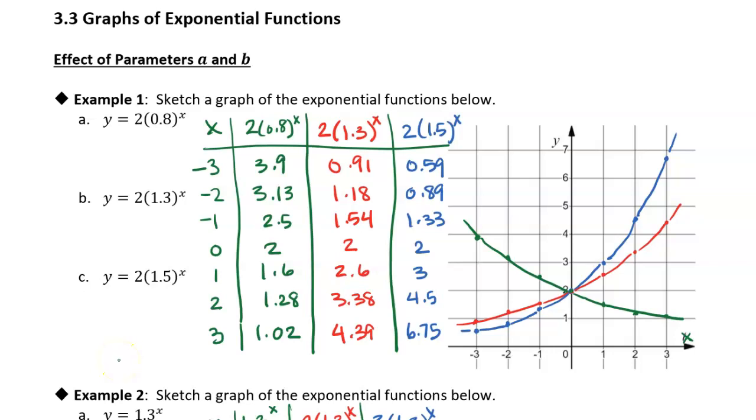In these first two examples, we're just going to explore the effects of the parameters a and b on an exponential function. So we know that the general form of an exponential function is a b to the x, right? So what we're doing in example 1, you can see that the only thing that's varying is b. In example 2, we're going to vary a.